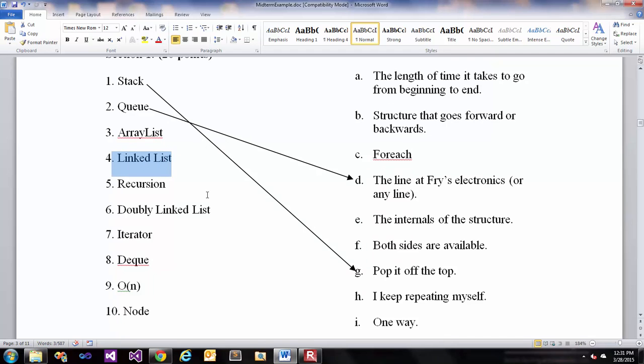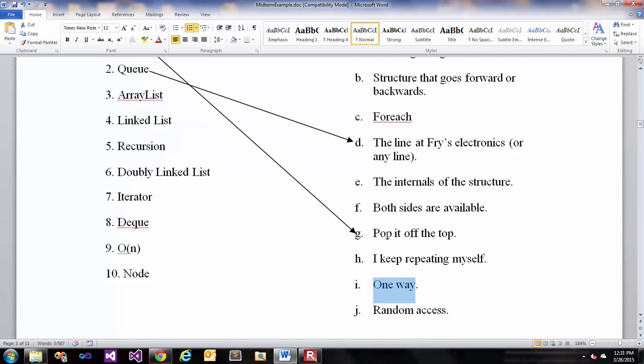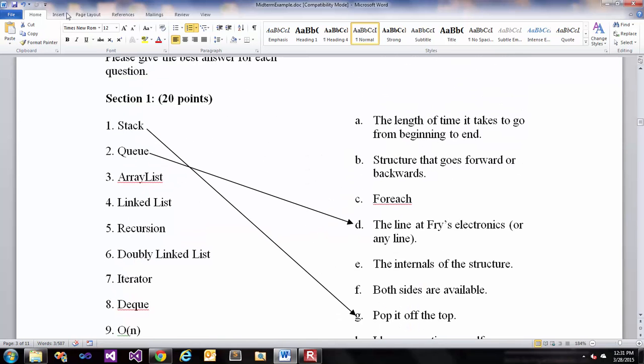Linked list, this one doesn't say doubly or singly linked, but because number 6 does say doubly linked, we can assume this is a singly linked list. And maybe one way to think of that is one way here. So linked list will point out to one way.